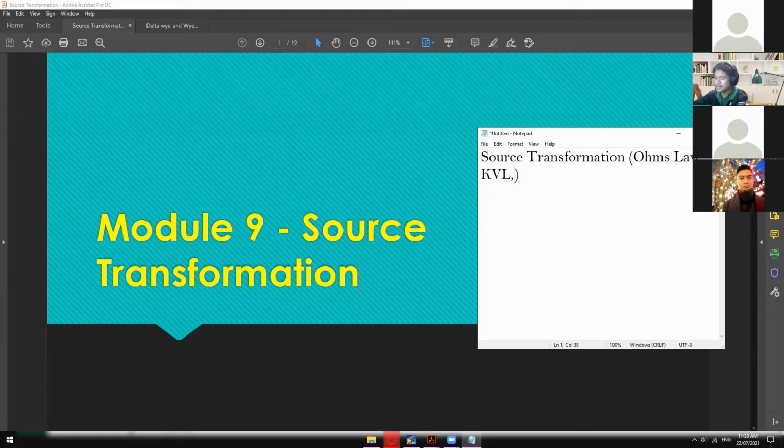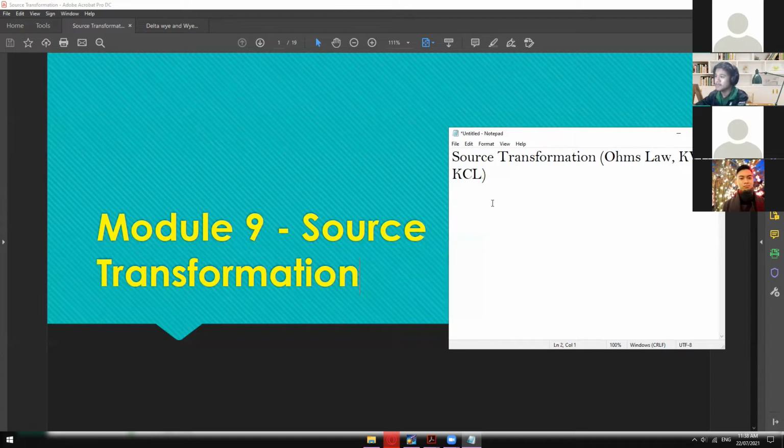You can also apply KCL, but then again, you can also use Ohm's law only. So I is equal to V divided by R, or V is equal to I times R. KVL is used to get the voltage, and KCL is used to get the current. But in Ohm's law, we can already have that since we have that formula. So V is equal to IR, and I is equal to V divided by R.